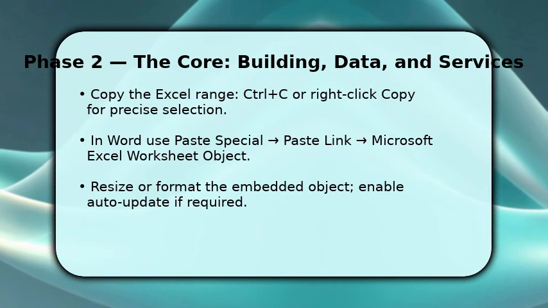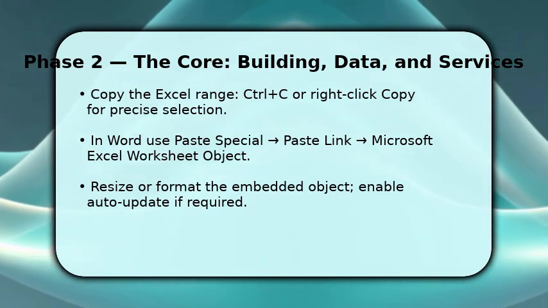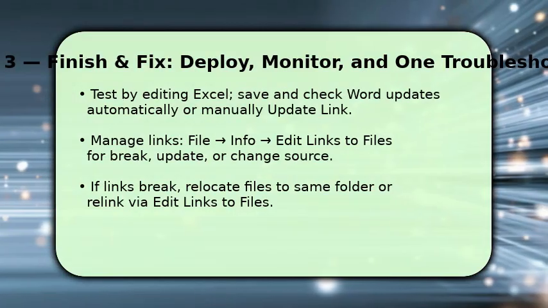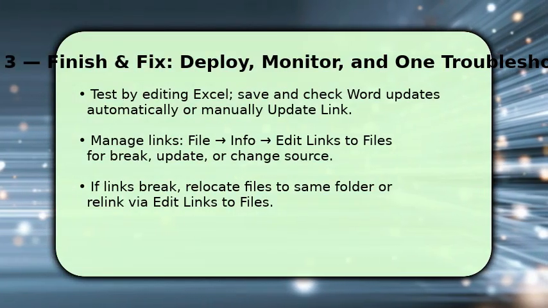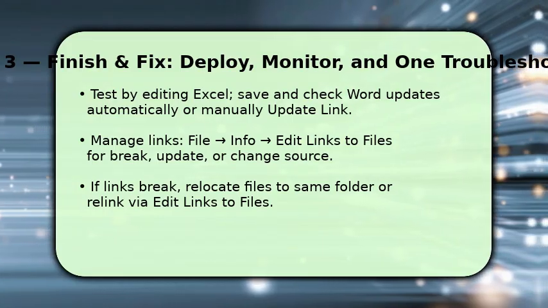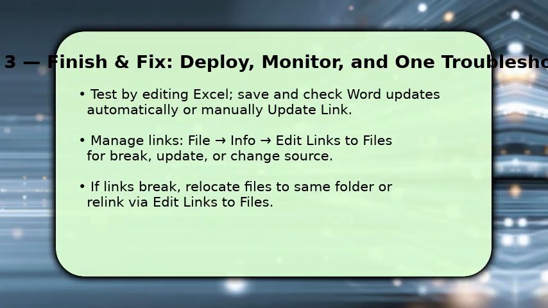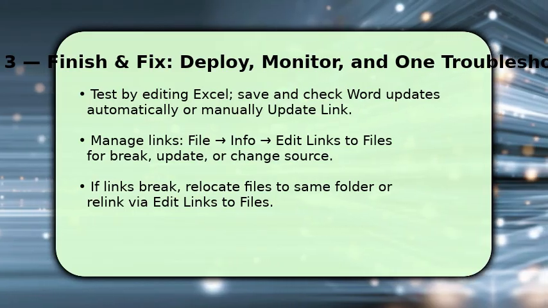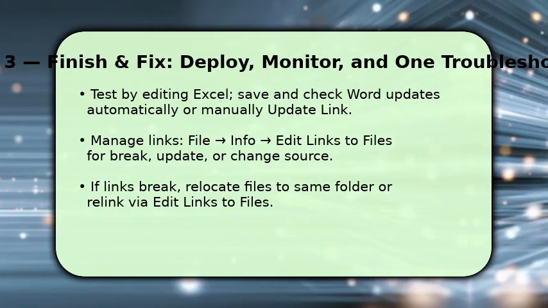Change a value in Excel, save, and see Word refresh. If it does not, right-click the object and choose Update Link. Once satisfied, use File, then Info, then Edit Links to Files to manage or set update behavior, because this keeps control over sources and prevents surprises.